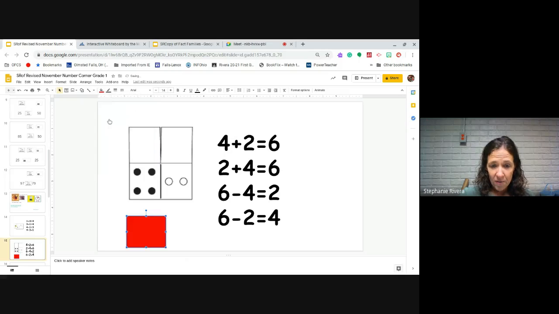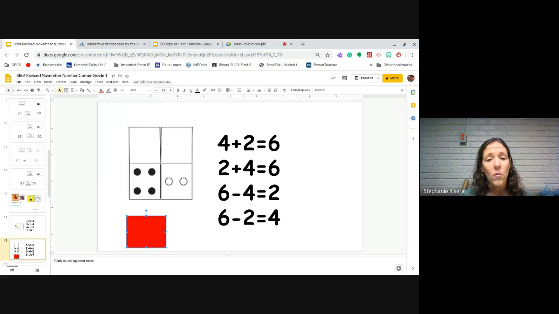So let's take a look at this fact family. Okay, on our domino, we have 4 black dots and 2 white dots. If I add the 4 plus the 2, how many dots do I have altogether? I heard you yell it out. You're right. I have 6 altogether. Now, if I change it and I want to start with my 2 and I say 2 plus my 4, I still get a total of 6 dots altogether.